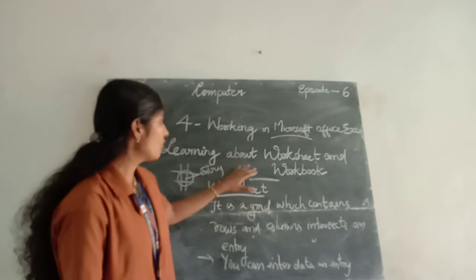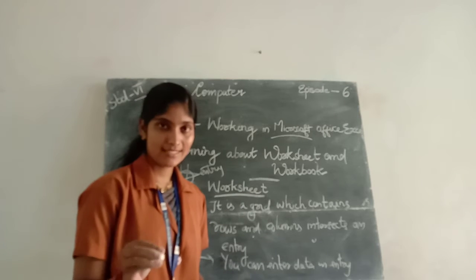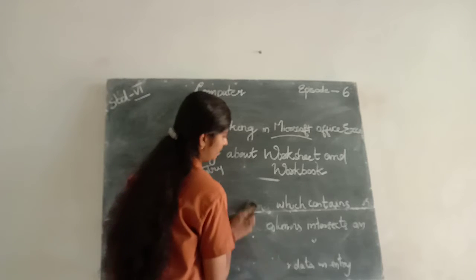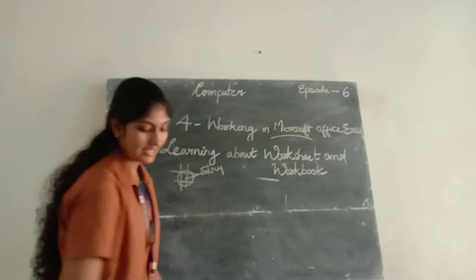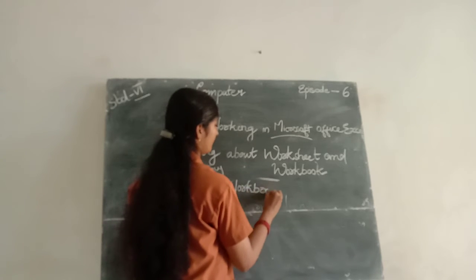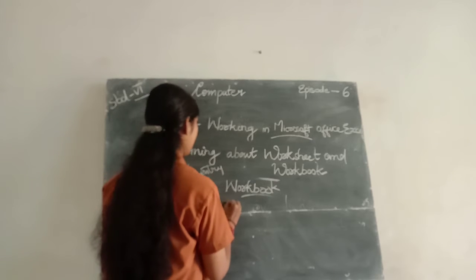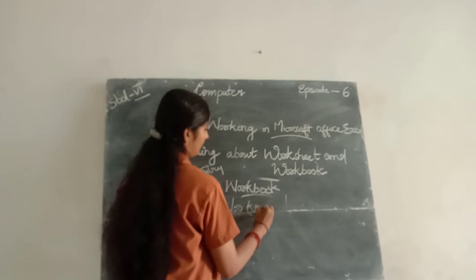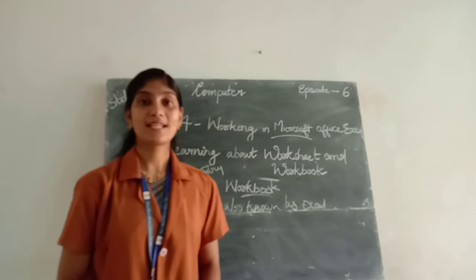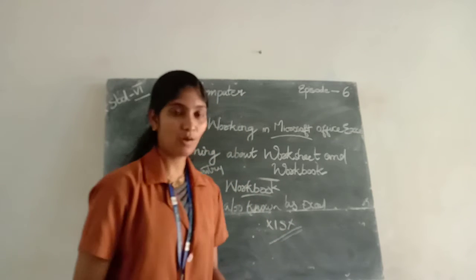Then next is workbook. A workbook means an Excel file, also known as a workbook, and it is saved with the extension .xlsx. This is the extension of Excel.